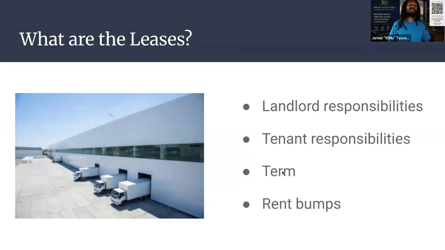Now, here's one of my favorite. Now we're starting to get into what really got me sold on industrial properties. It was the lease structure. If we're going to compare this to, let's just say, multifamily, because multifamily is the most popular in commercial real estate.